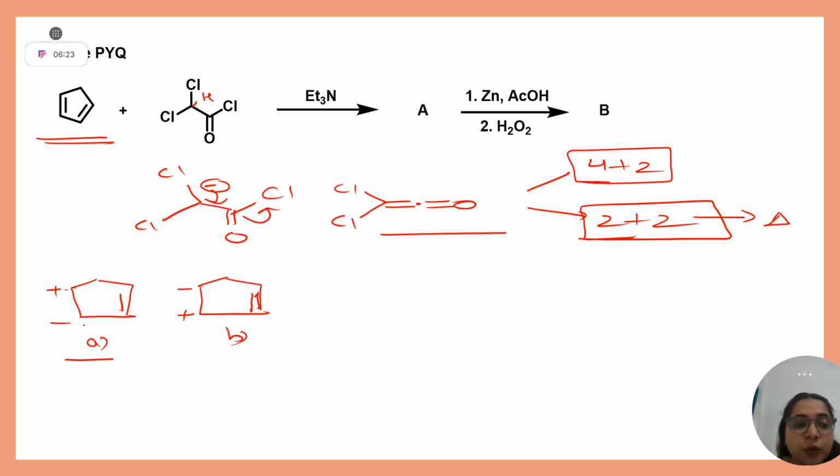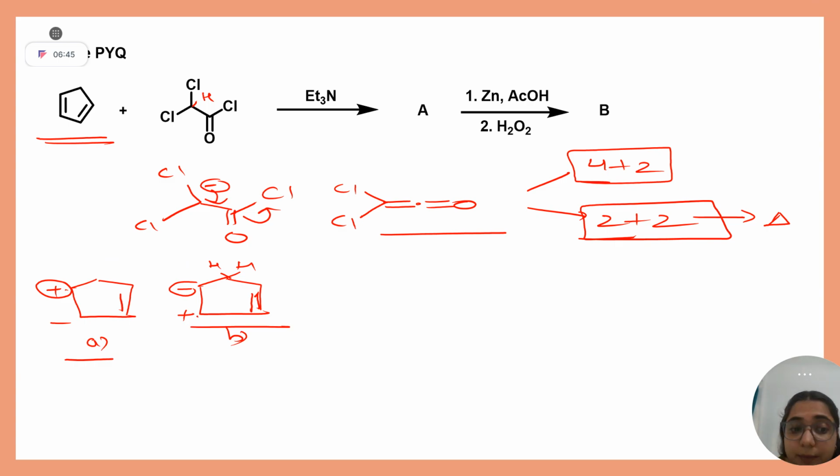So for doing 2 plus 2, students, here your negative charge is stabilized by this allylic position, but your positive charge is not stabilized, right? But in this case, your negative charge has not so much hyperconjugation, only two hydrogens are there, right? But this positive charge can be stabilized by this.